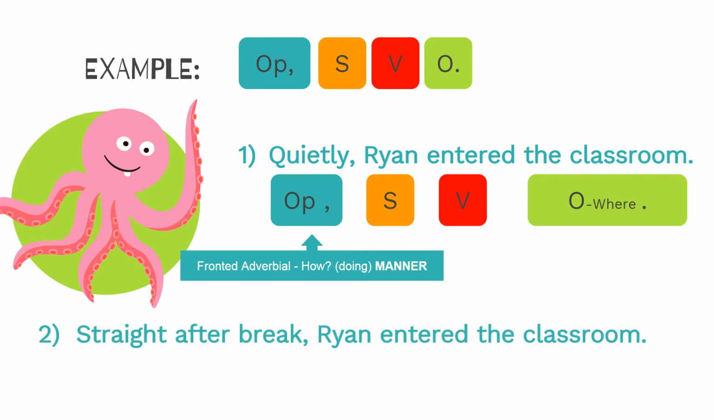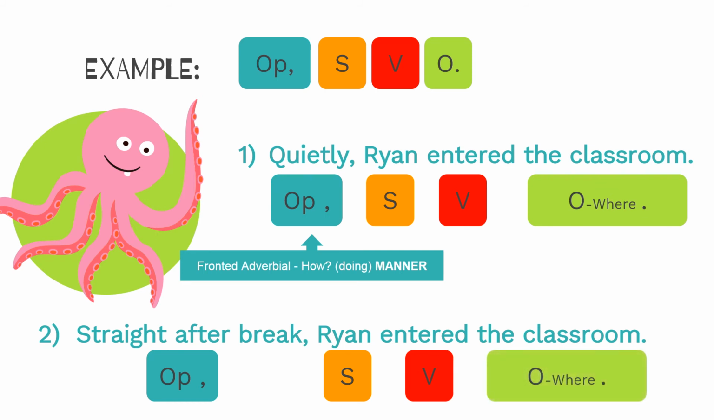Now let's look at sentence number 2. Straight after break, Ryan entered the classroom. Our opener is straight after break. Subject Ryan, verb entered, and we have the same object as the first one, which is the classroom. Straight after break is an adverb of time because it's telling us when Ryan entered the classroom.